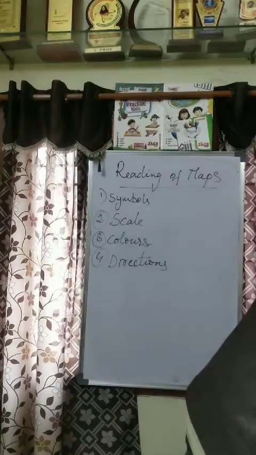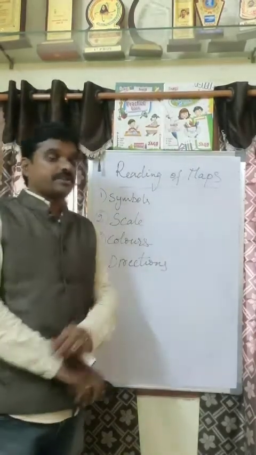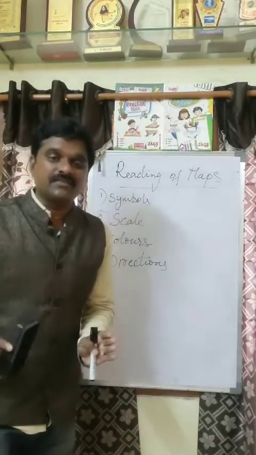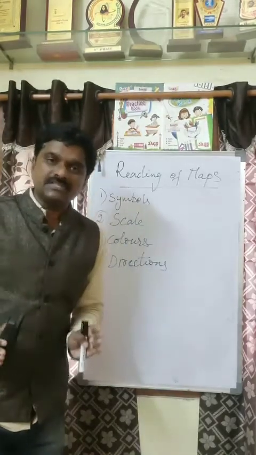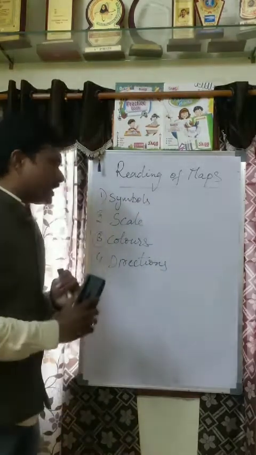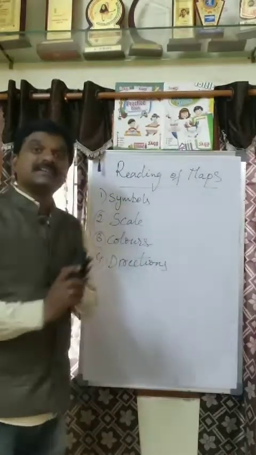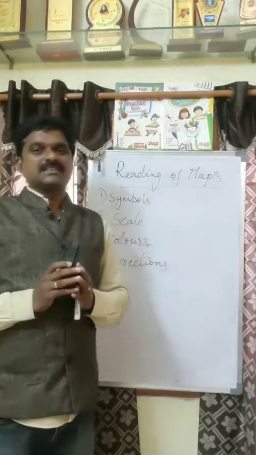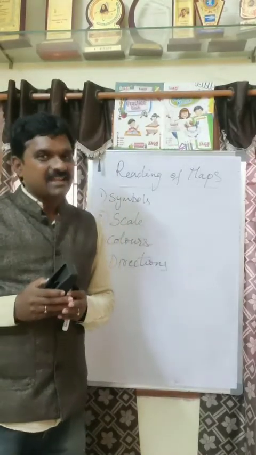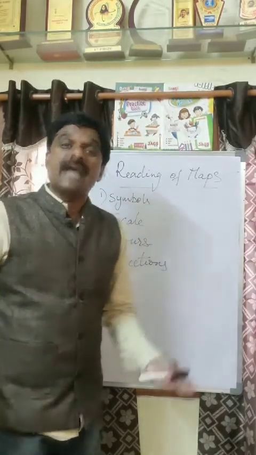So very important question, and you should be ready to answer the questions I ask, and you should write the notes on your own. What are the languages of the map? You go back to the video and see. The languages of the map are symbols, scale, colors, and directions. Some maps show symbols, some maps show scale, some maps show colors, and some maps show directions.